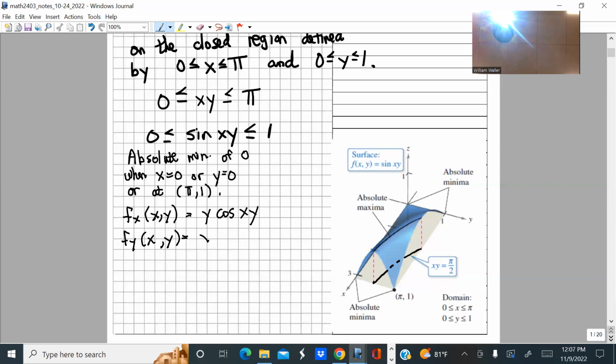What about f sub y, the partial derivative with respect to y? Well, it looks very similar to this, right? Don't you have x times cosine of xy, right? And what do you want to do with those two things? Set them to 0, right? Okay. Oh boy, when is that going to be?